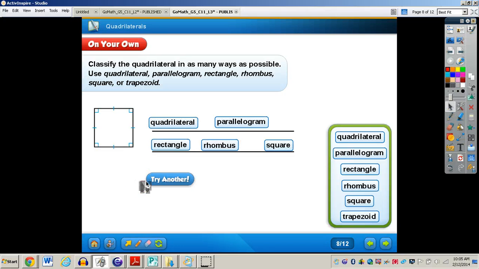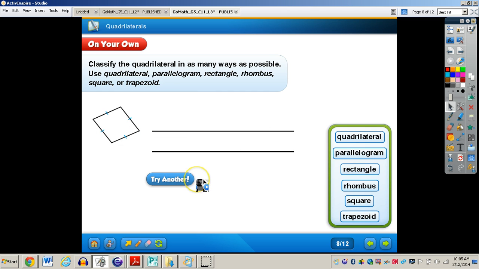Here are the answers for this square. We could say it's a quadrilateral, parallelogram, rectangle, even though not a lot of people think this would be a rectangle. It is. Think about just the definition of a rectangle. It's a parallelogram with 4 right angles, which we have here, and also 4 pairs of perpendicular lines as well. Also a rhombus and also a square.